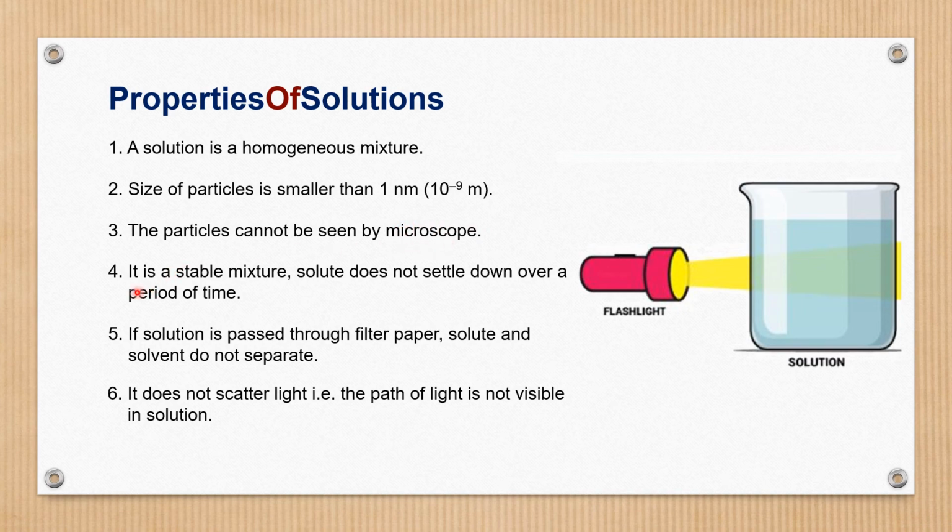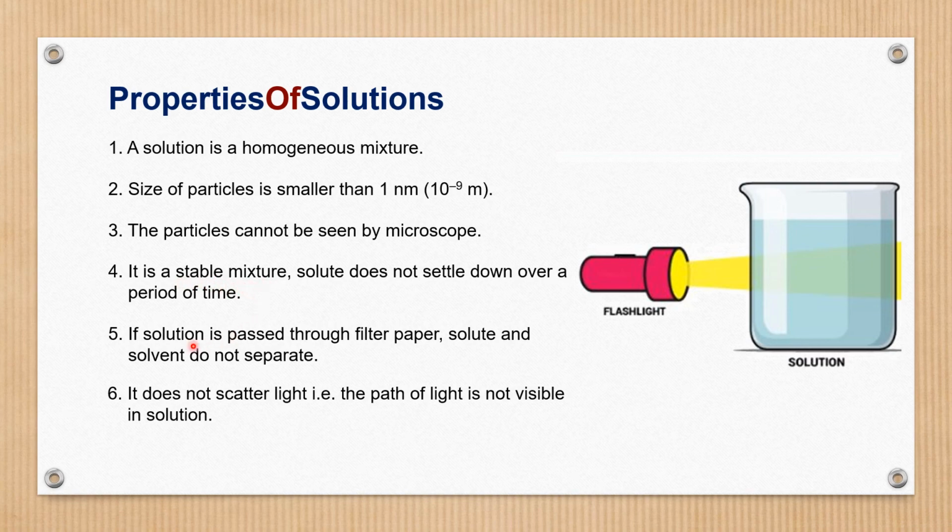Fourth point, it is a stable mixture. Solute does not settle down over a period of time. When you make a salt solution and keep it for half an hour, after half an hour, can you see any particles settle down? No. Why? Because it is a clear solution. No particles settle down, so that is why we call it a stable mixture. We cannot see any particles and no particles settle down.